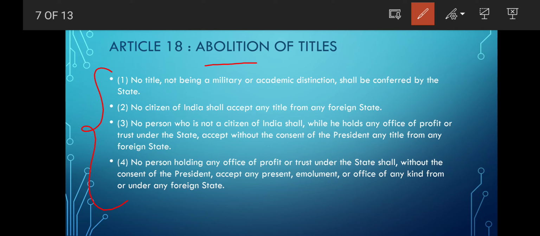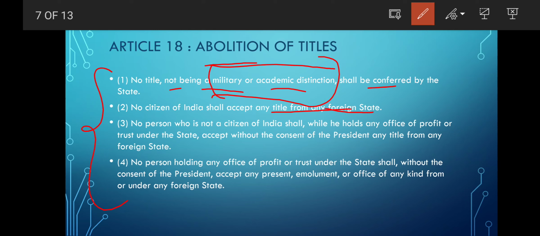No title, not being a military or academic distinction, shall be conferred by any state. It prohibits the state from conferring any title on a citizen or a foreigner, except military or academic distinction. Both of these are exceptions. Then it prohibits a citizen of India from accepting any title from a foreign state, like any official title or anything.